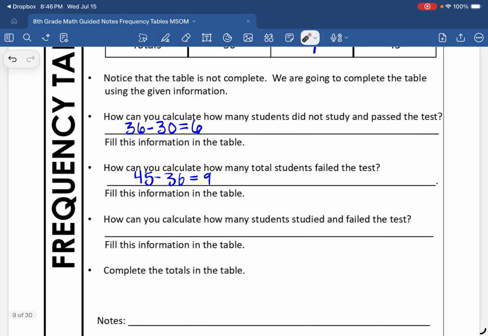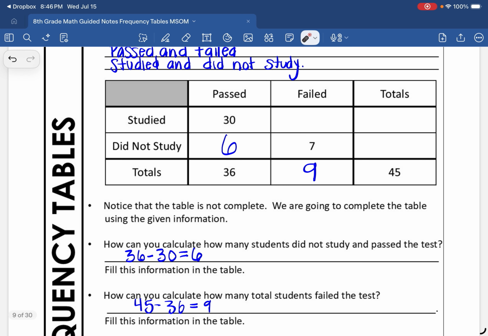How can you calculate how many students studied and failed the test? So we need studied and failed. So we need this number right here.